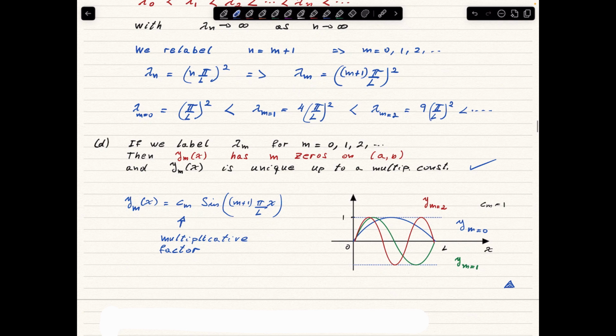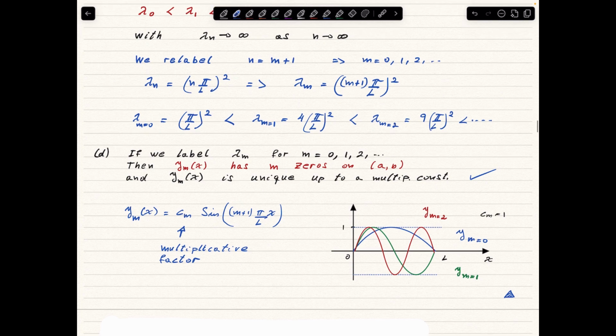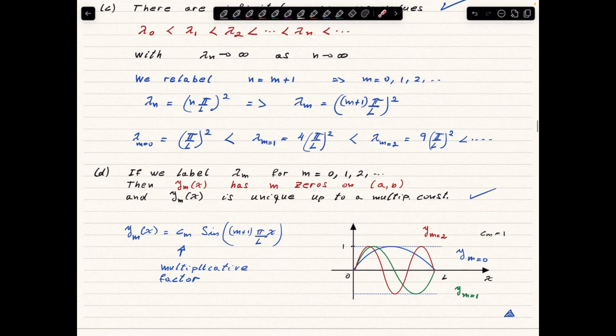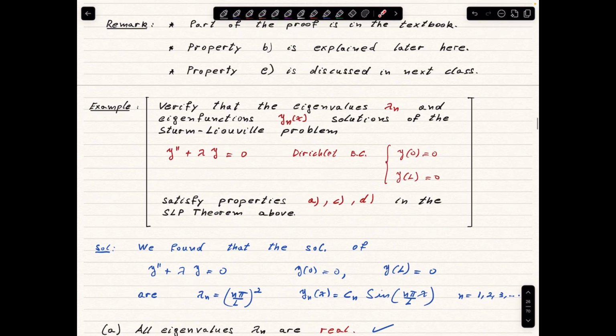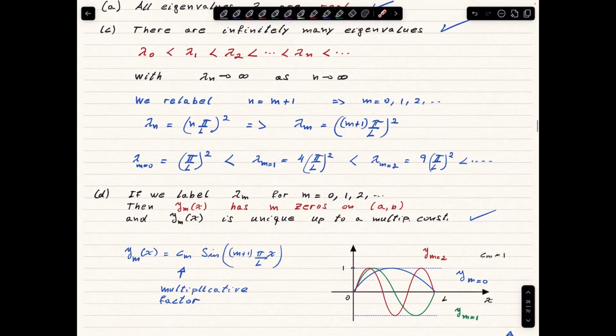And we can give an exercise, for example, and show that the same three properties are satisfied not only by the solution of the Dirichlet boundary condition problem, but also with Neumann and the mixed boundary conditions, which also satisfy all these properties.